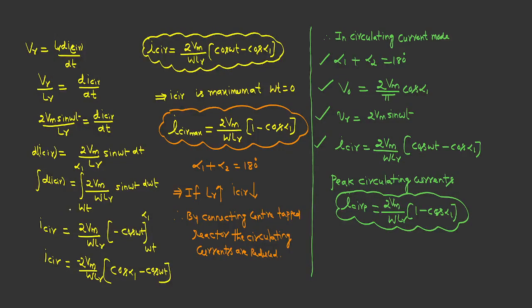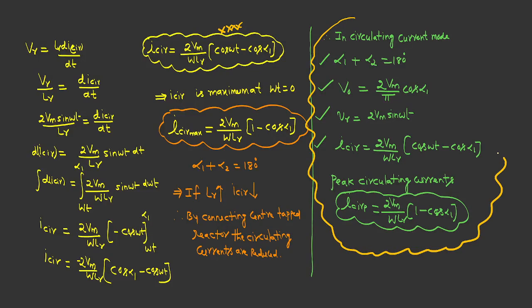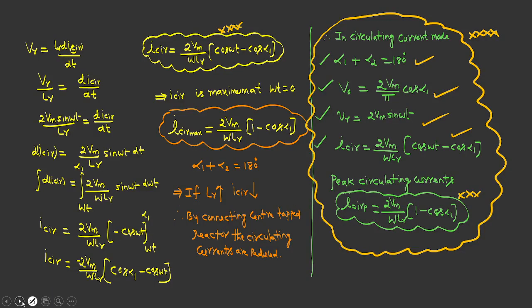In circulating current mode of operation, there exists a circulating current. What is the expression for circulating current? This is the expression for circulating current. What is the peak value of circulating current? This is the summary point. In circulating current mode, these points are very, very important. Alpha 1 plus alpha 2 equals 180 degrees. V0 is 2 Vm by pi into cos alpha 1. The reactance voltage is 2 Vm sin omega t. This is the circulating current expression. Peak value of circulating current equals 2 Vm by omega Lr into (1 minus cos alpha 1).